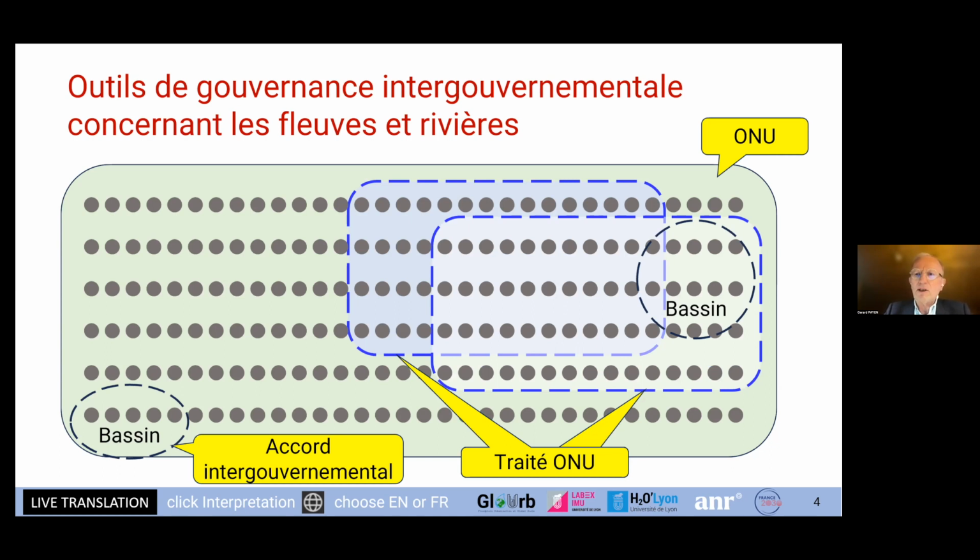There are UN treaties because they have been established under the aegis of the United Nations, but they don't engage all countries, only the countries who have wanted to be committed. And the treaties, there are different treaties, and you can see them according to the dotted blue lines. So some countries have international local treaties.